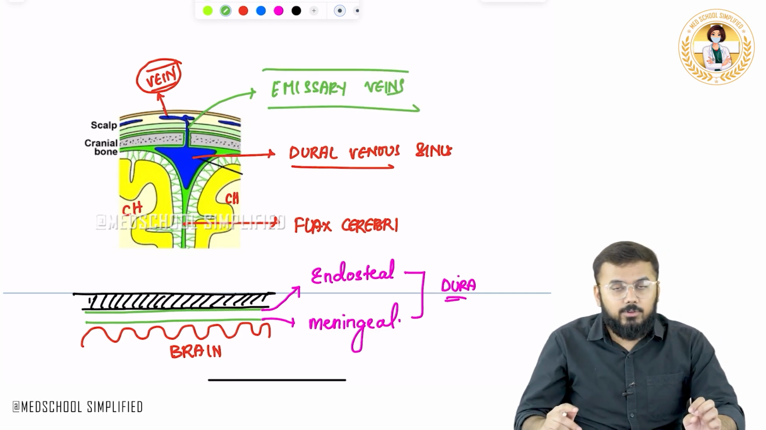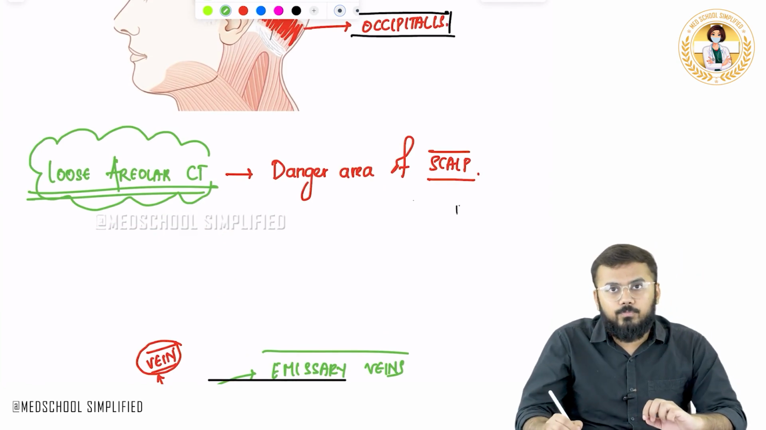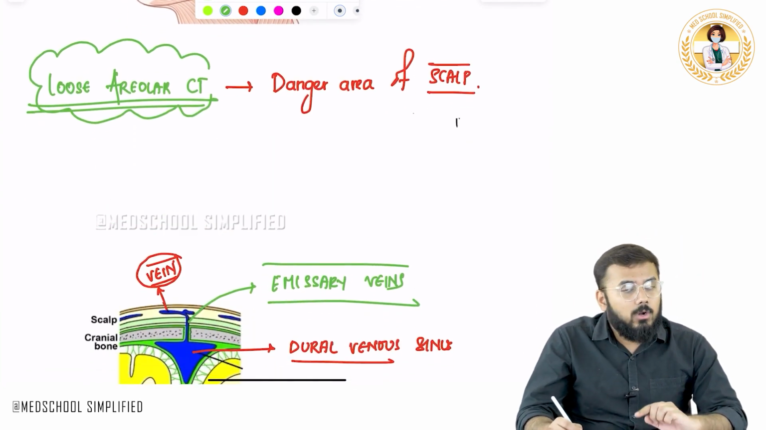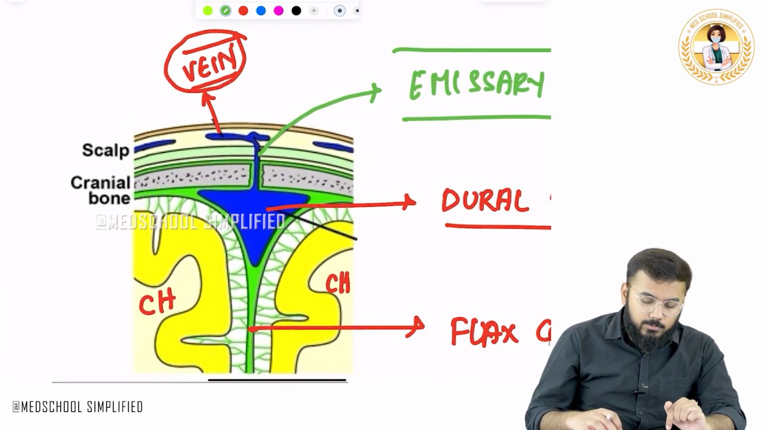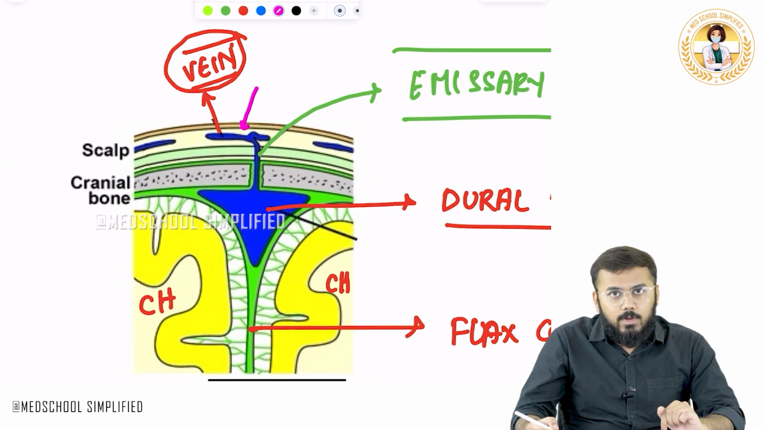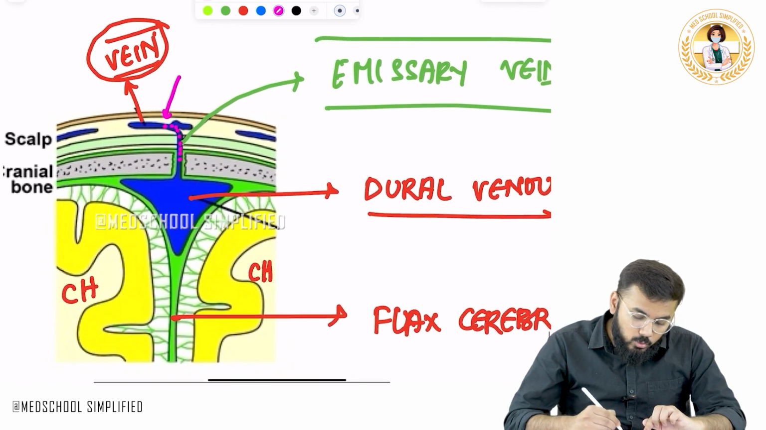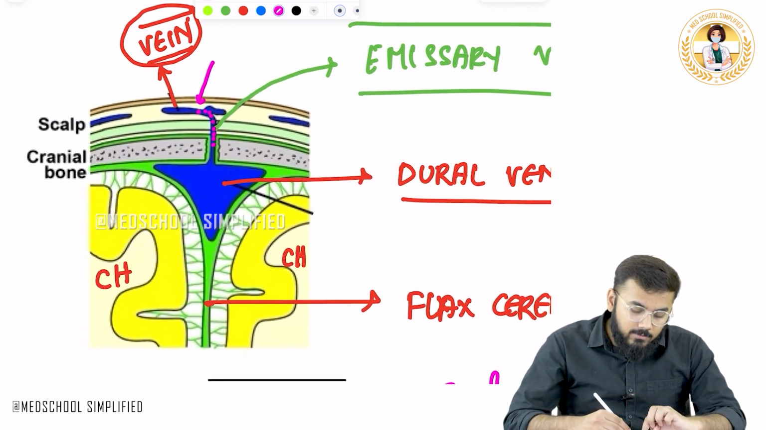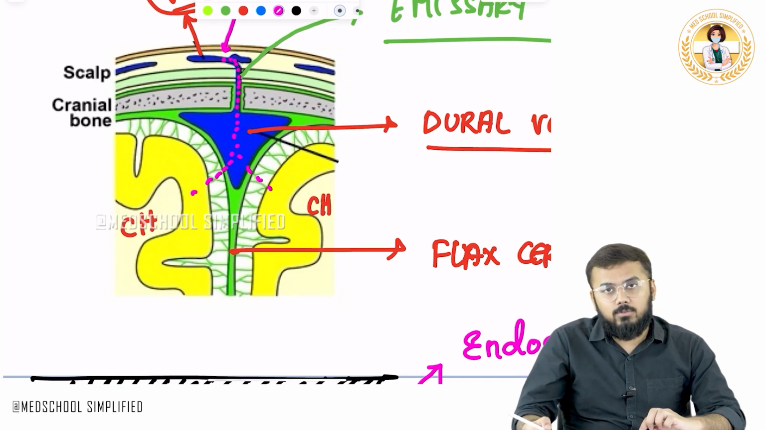And actually, if you ask me a question, where are these emissary veins present? These emissary veins are present in the loose areolar connective tissue. So why it is called the danger area of the scalp is that, for example, if you get any infection to the scalp, if you look at this picture, that infection will enter into this vein, right? The vein which is located externally, and from this vein, this infection will enter through these emissary veins, and these emissary veins in between, as a bridge, send the infection from the veins externally directly into your dural venous sinus, and from here the infection can very easily spread to the surface of your brain.